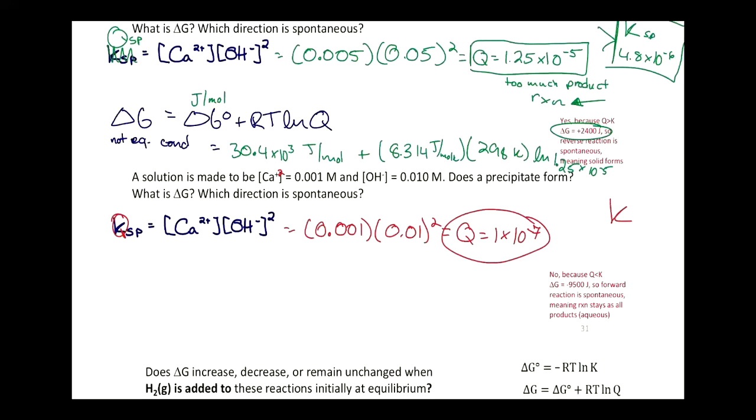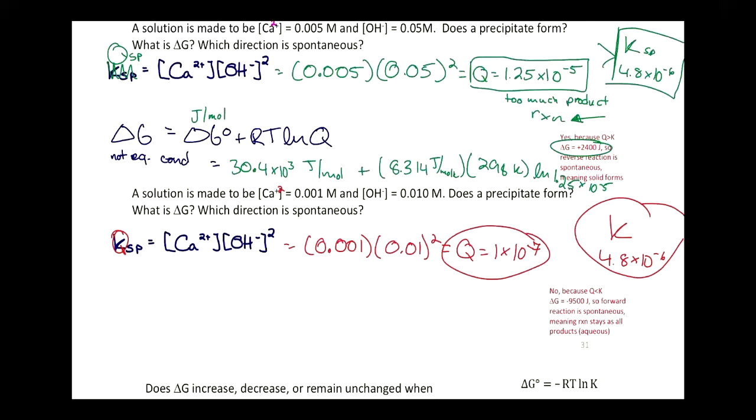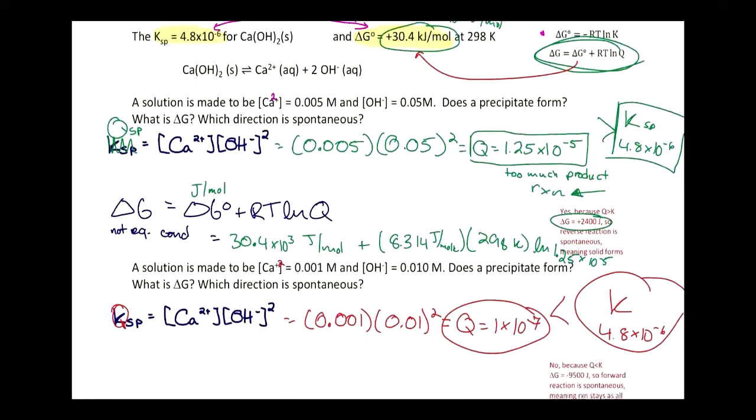So compare this to K. K is 4.8 times 10 to the negative 6. So Q is actually smaller than K. So what does that mean about this reaction? If Q, right now, you have a set of concentration ratio where Q is smaller than K, you have too much what? Reactants. You can say you have too much reactants, or you can think I don't have enough products. Right? I don't have enough products because Q is a smaller number than K.